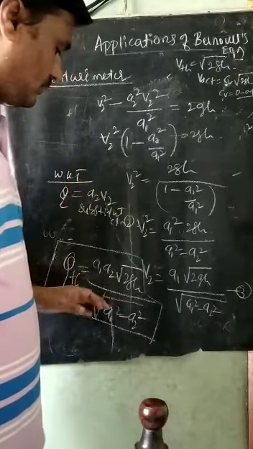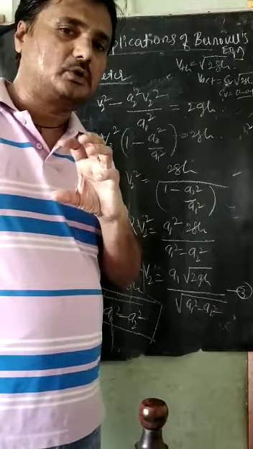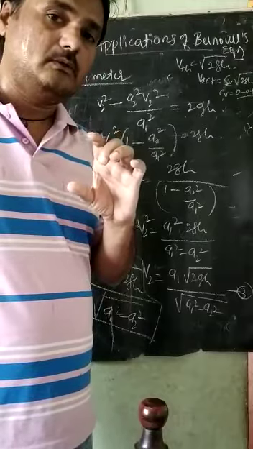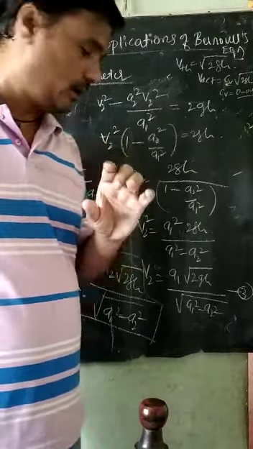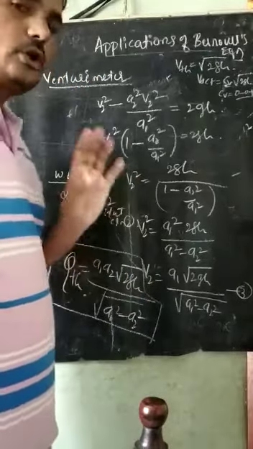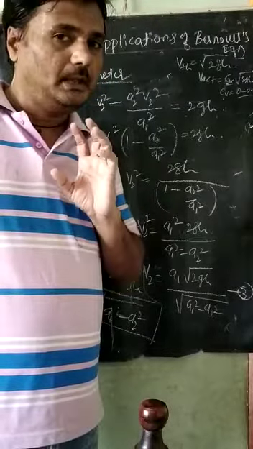Then this is divided by the square root of the difference of the squares of the two areas. The highest area here is the pipe cross-sectional area, and the throat area is very small, so A1 square minus A2 square is there. This is the theoretical discharge formula for the Venturi meter.